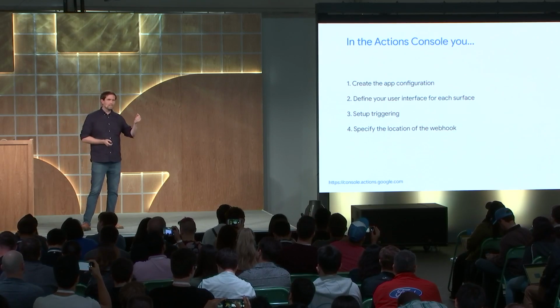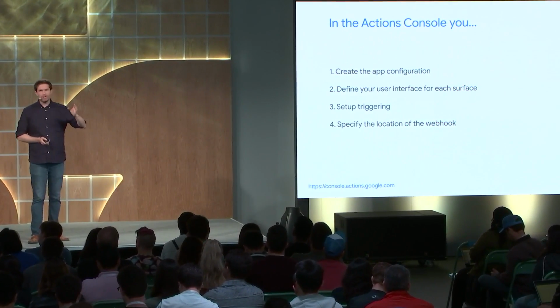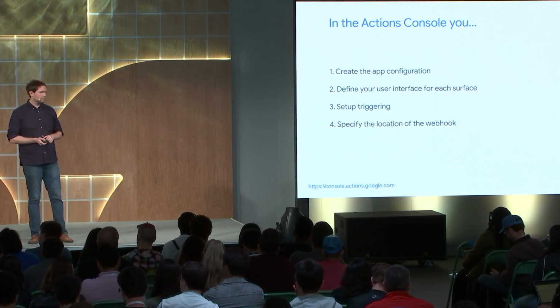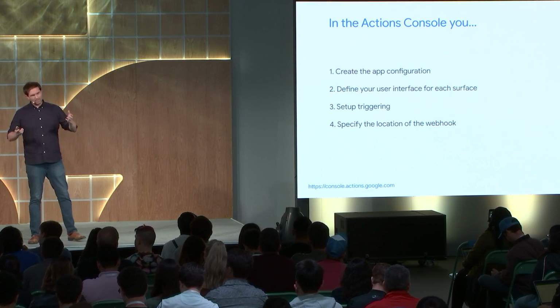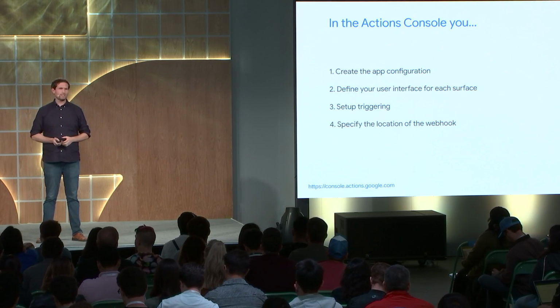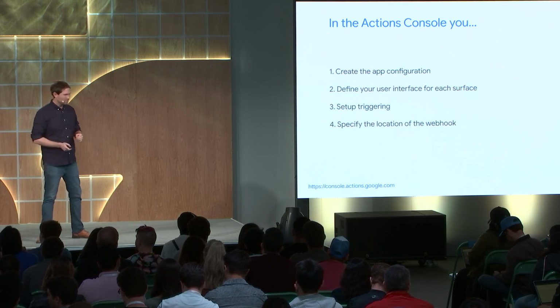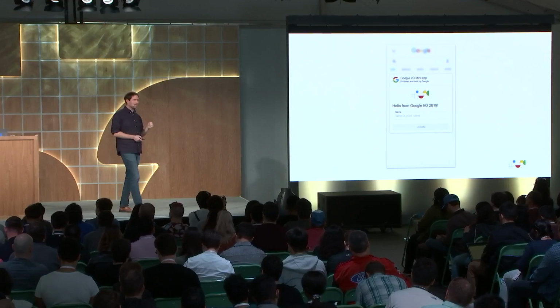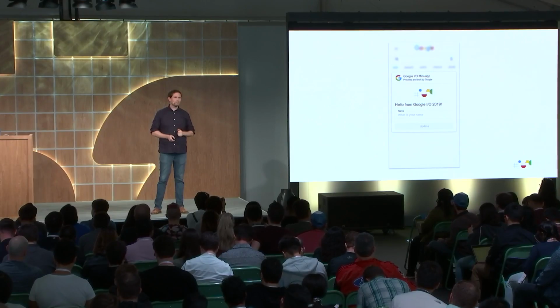In addition, in the Actions console, there's basically 4 easy steps you follow to create one. We talked about this. You create the app configuration, you define your user interface for each surface, you set up triggering, and then, of course, you specify the location of your webhook. All right, I'm going to walk you through each step. They're quick and hopefully pretty simple. App configuration. And I'm going to use this app, the one we've been talking about, the Hello World app, and walk through a sample configuration with it.